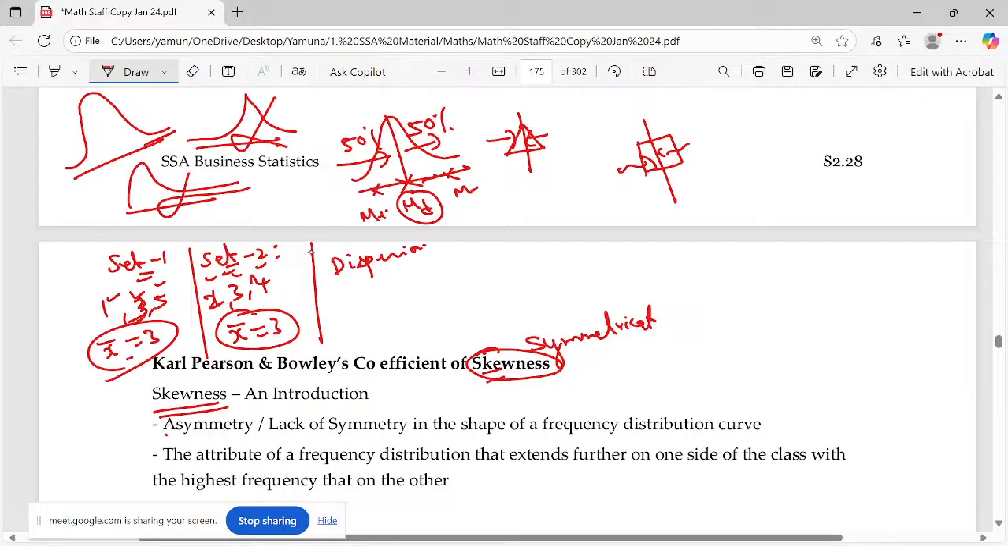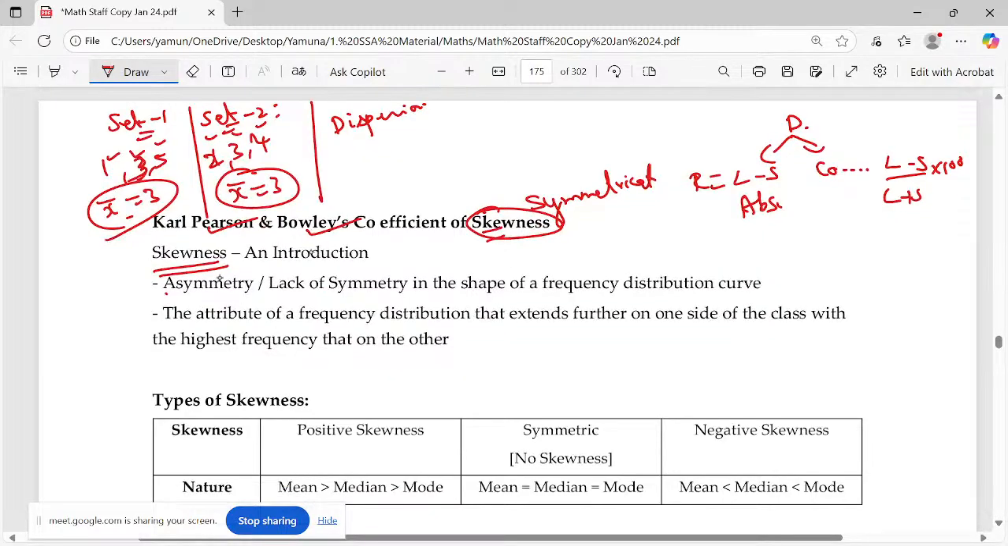Okay. So the heading here is Karl Pearson's and Bowley's coefficient of skewness. We'll discuss that. Again, for skewness, we have two measures. One is absolute measure and one is relative measure. See, for dispersion, for example, range is L minus S. This is the absolute measure. You remember? And we have the coefficient of range, which is L minus S divided by L plus S into 100, which is the relative measure. Likewise, here also we have absolute measure and relative measure. So what do you mean by skewness? It is the asymmetry, or what you call a lack of symmetry.